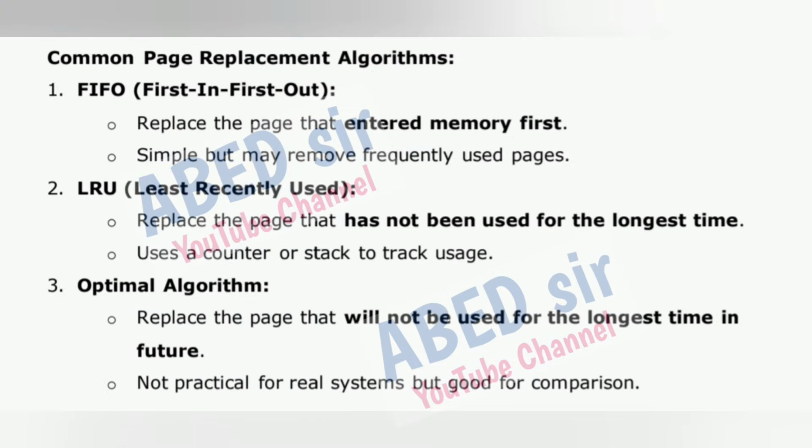Common page replacement algorithms. 1. FIFO, first in first out. Replace the page that entered memory first. Simple but may remove frequently used pages. 2. LRU, least recently used. Replace the page that has not been used for the longest time. Uses a counter or stack to track usage. 3. Optimal algorithm. Replace the page that will not be used for the longest time in future. Not practical for real systems, but good for comparison.